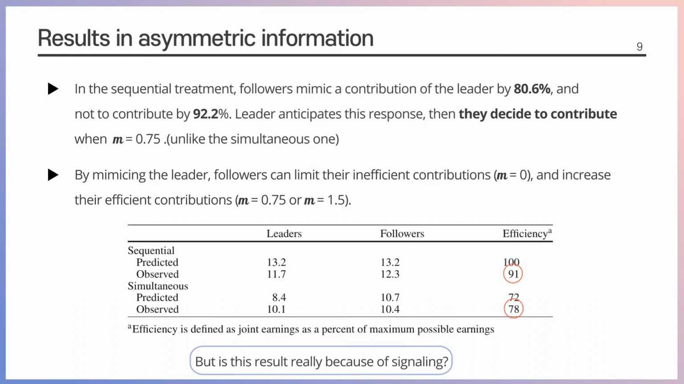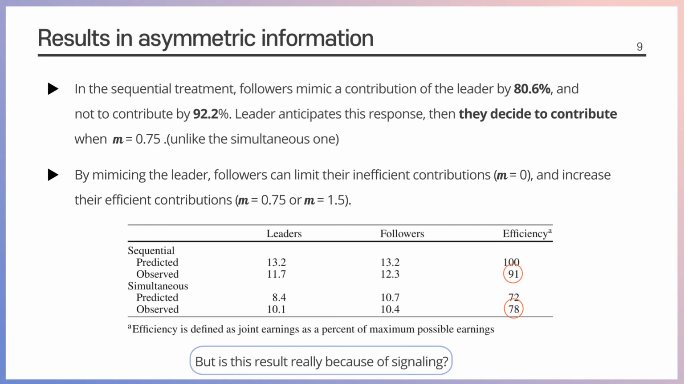And this is the graph. We know that with the sequential move, subjects behave more efficiently. That is, they choose not to contribute when M is 0 and contribute when M is 0.75 or 1.5. But there is the question: is this result really because of signaling?